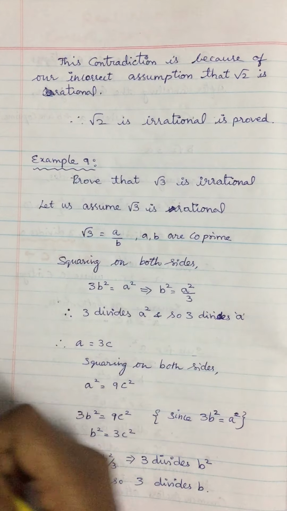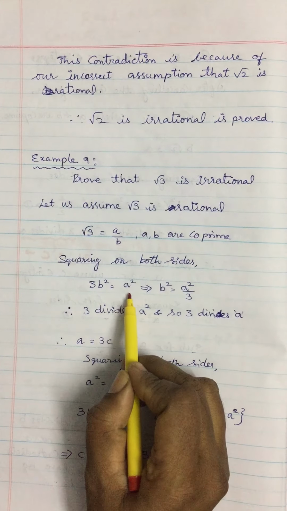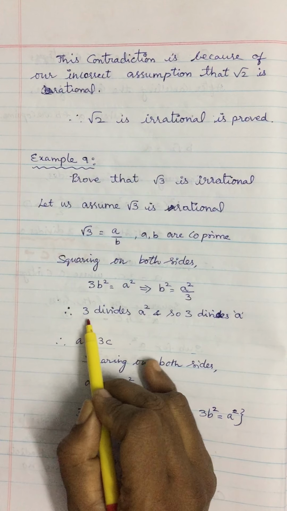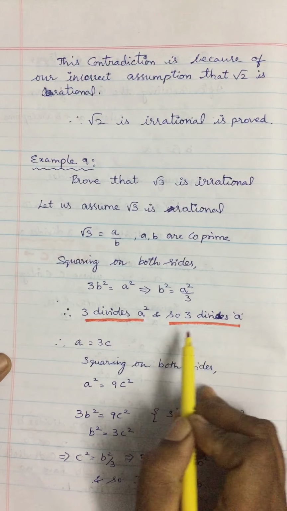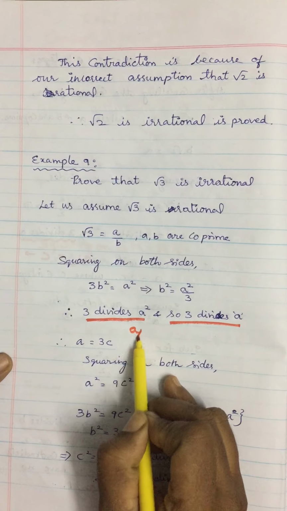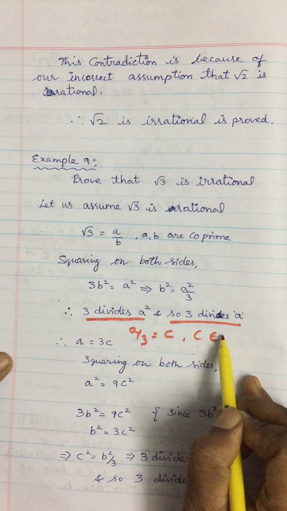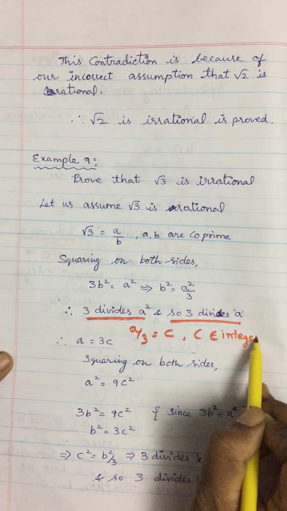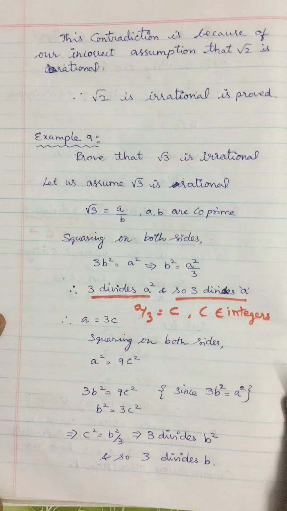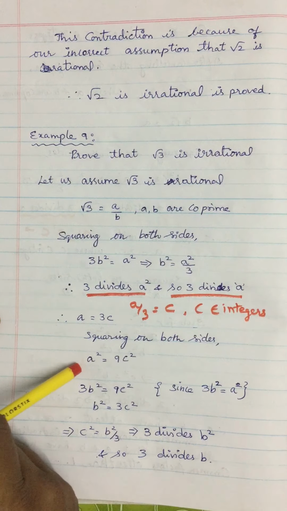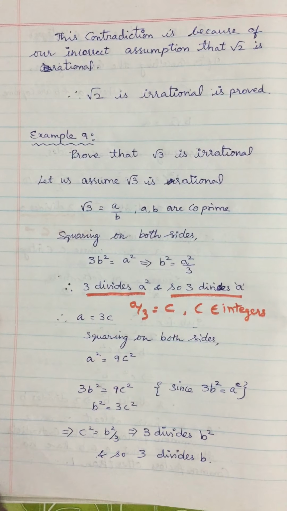Right? Squaring on both sides, again the same procedure, you will get 3b square is equal to a square. So from this you get the idea that 3 divides a square, and therefore it should divide a also. So, since 3 divides a, I am assuming a is equal to 3c, where c belongs to the integers. Squaring on both sides, you get a square is equal to 3 square, that is 9c square.